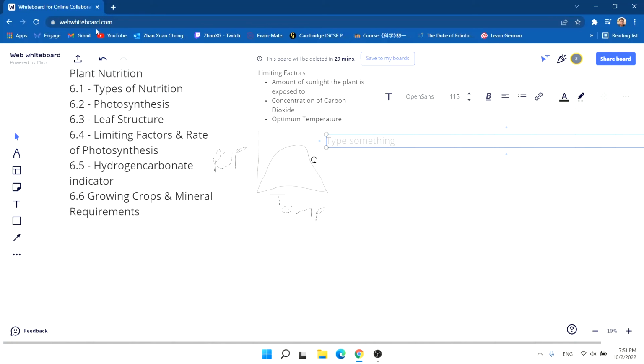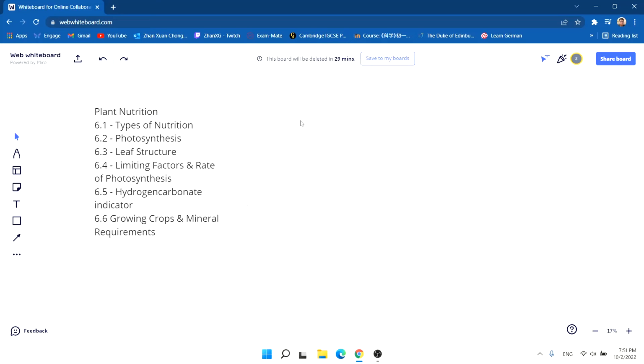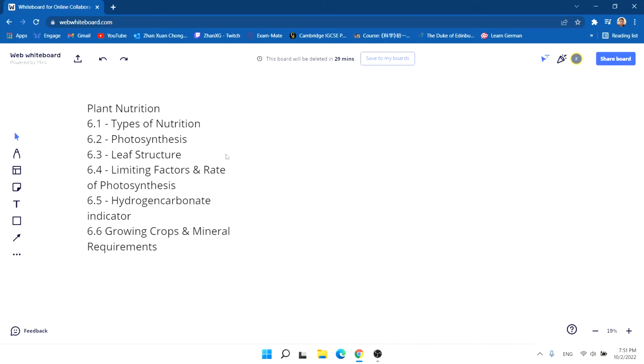Okay, I'm going to erase this. All right. Okay, the next one, we're going to talk about hydrogen carbonate indicator. Hydrogen carbonate indicator is something like the acid and alkali indicator, but this is a bit different. So don't get mixed up with the colors that you see during the hydrogen carbonate indicator.